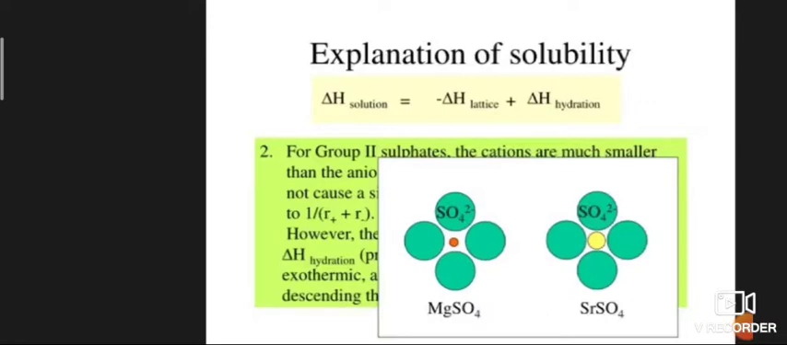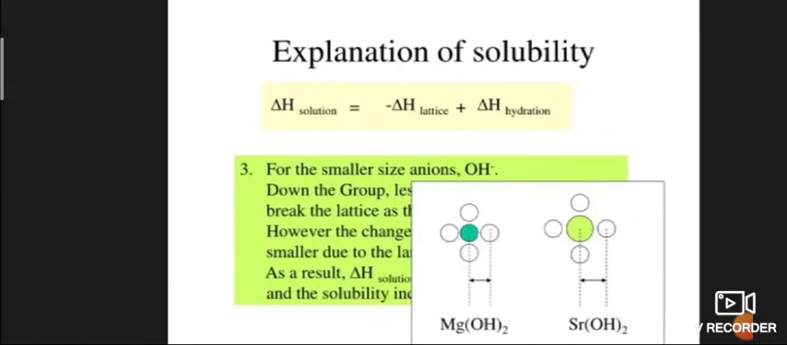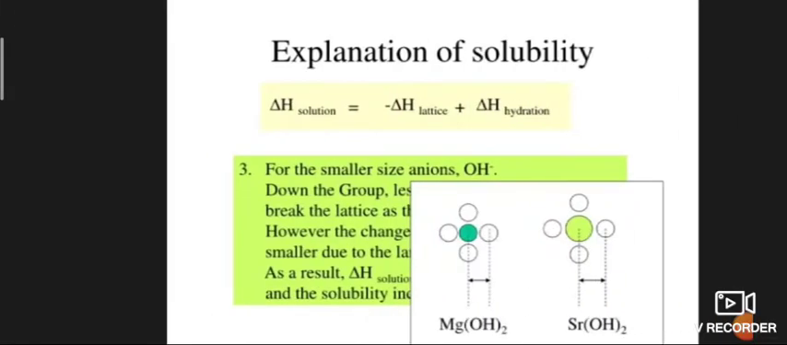In group 2 sulfates, the cations are much smaller than the anion. Magnesium is small, strontium is bigger in size. For the hydroxide anion, down the group less energy is needed, so the solubility increases.